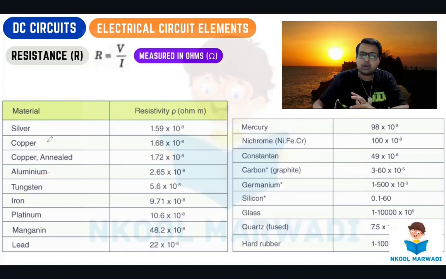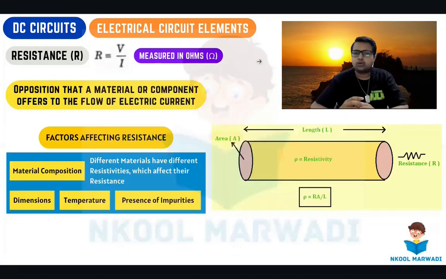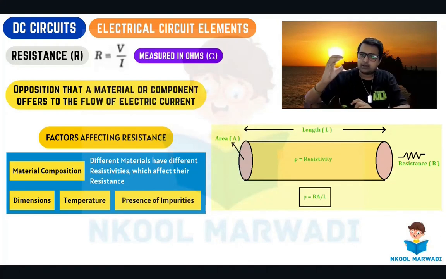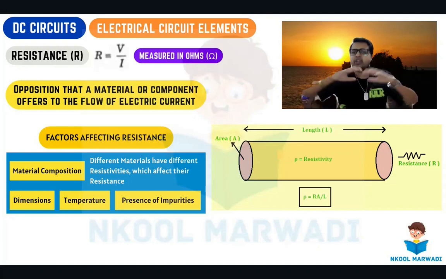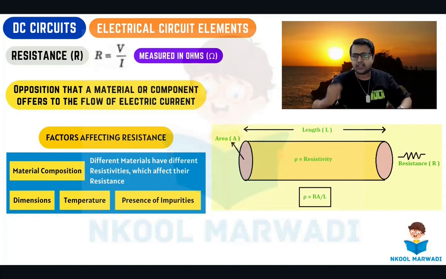Why is it so? Because the resistivity of copper is very less. It means that when the electricity flows, less resistance will be offered, and hence less loss of energy will take place. Aluminium's resistivity is high as compared to copper, so energy loss will take place in the aluminium wire. So material composition is one of the factors which influences the resistance to the flow of current. We can measure its influence with the help of resistivity. Every material has a resistivity associated with it.